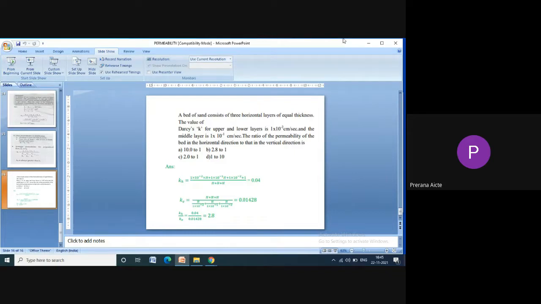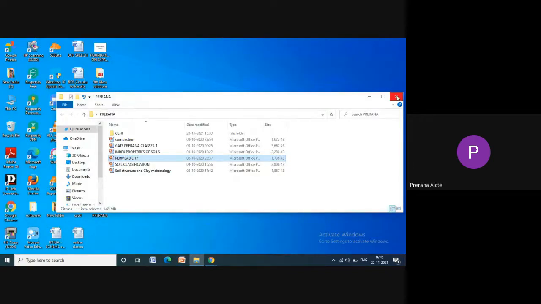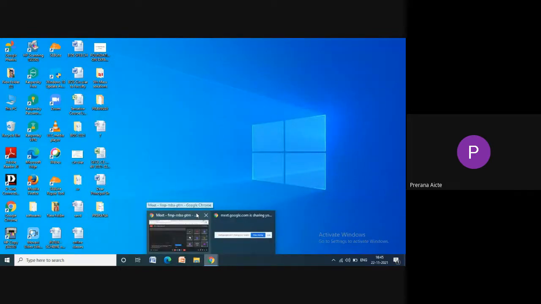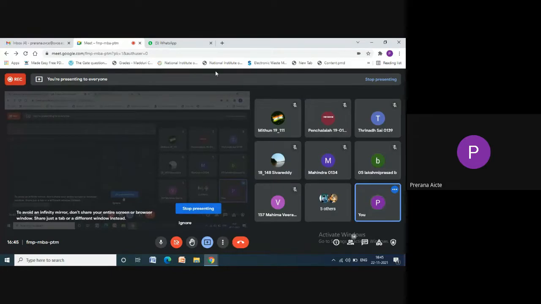With this, I have finished the topics compaction and permeability. In the next class, I am going to deal with the shear strength chapter, or the effective stress chapter. I will explain that.